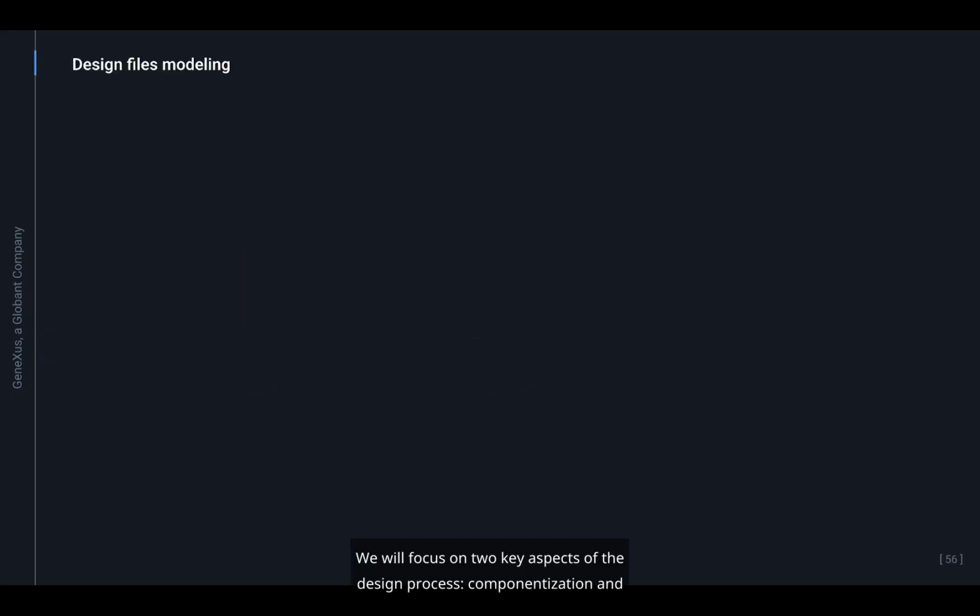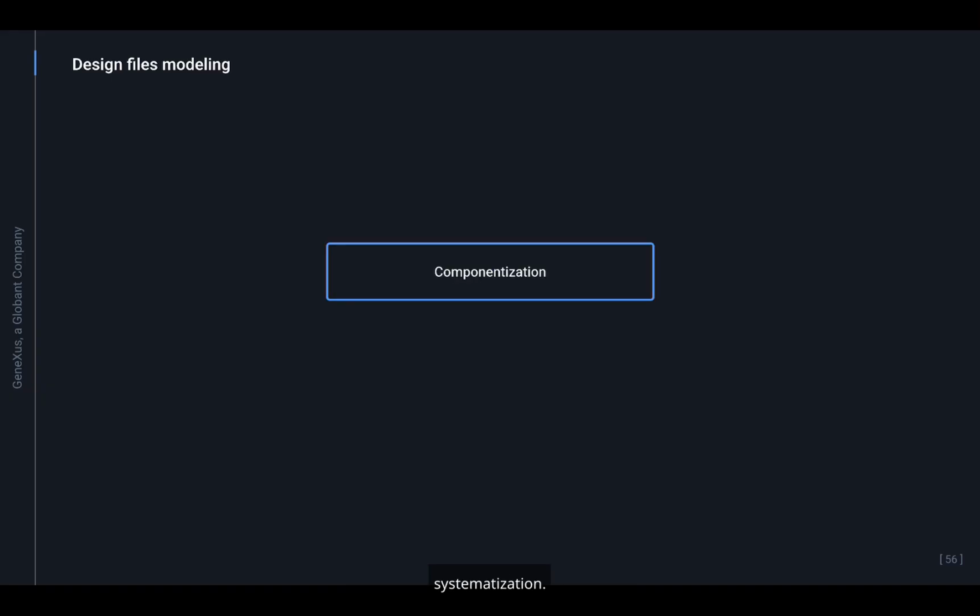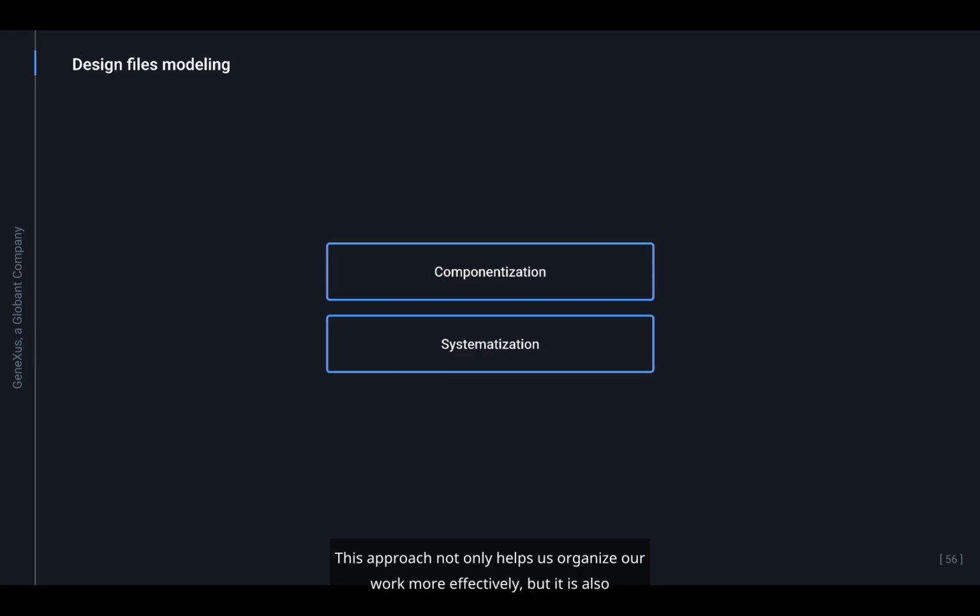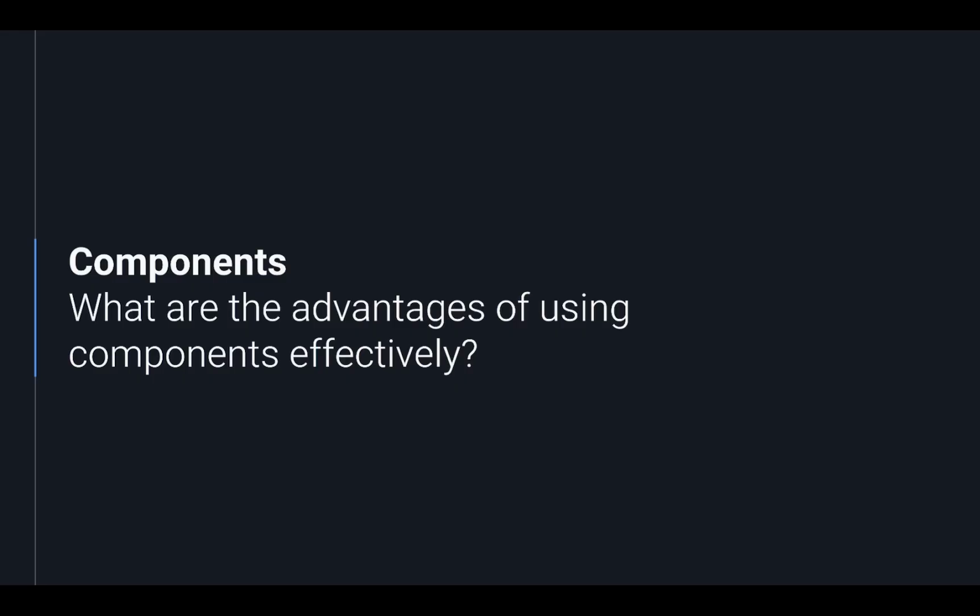We will focus on two key aspects of the design process: componentization and systematization. This approach not only helps us organize our work more effectively, but it is also essential for an optimal import into GeneXus, supporting the maintainability and scalability of the system. Let's start with components. Why is it important to use them efficiently?